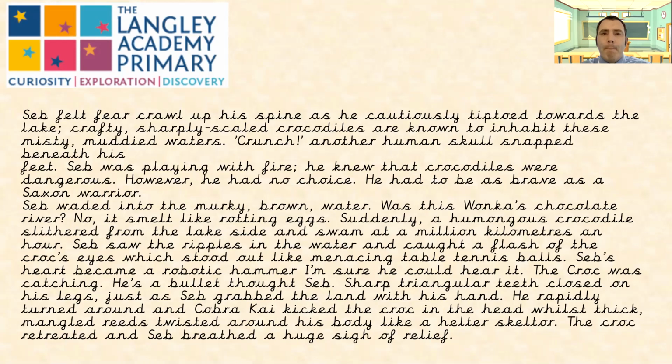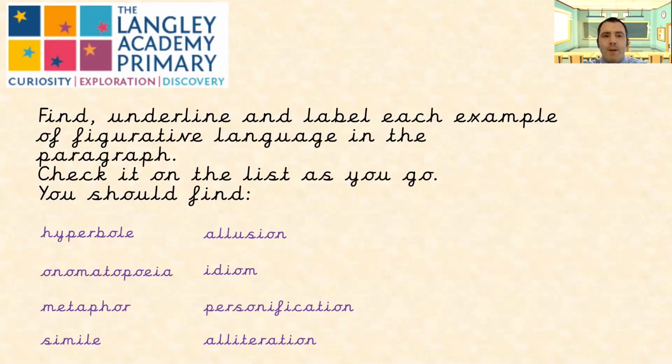Have a look through. We've got the ideas in there. So we're going to go back and we're going to look for hyperbole, onomatopoeia, a metaphor, a simile, allusion, idiom, personification, and alliteration. There's 8 things to find in there.